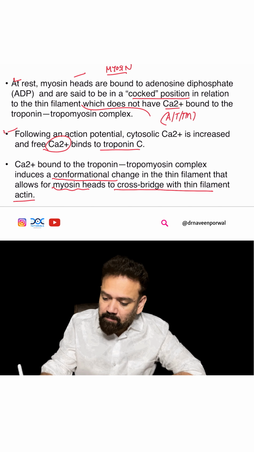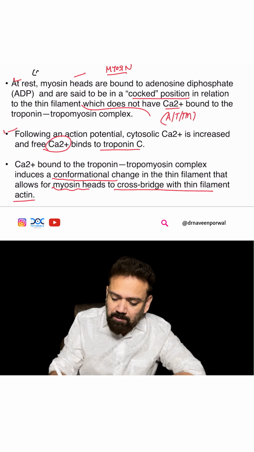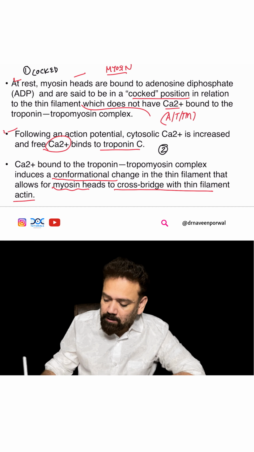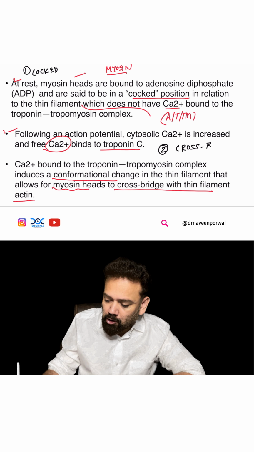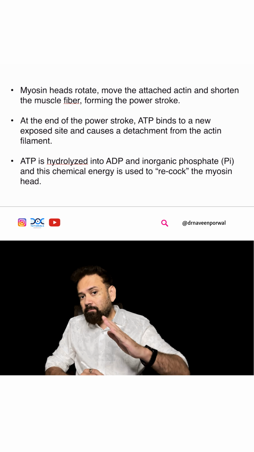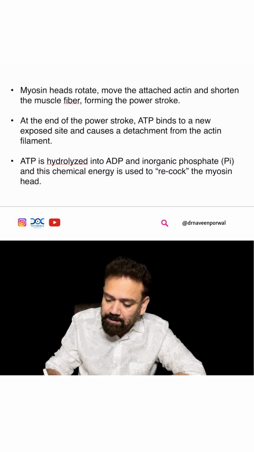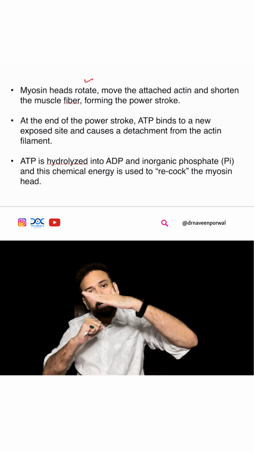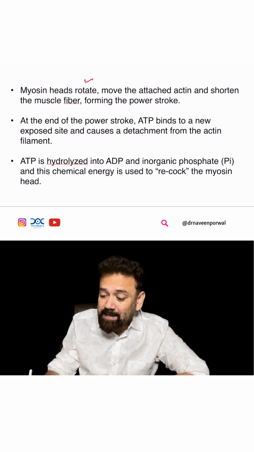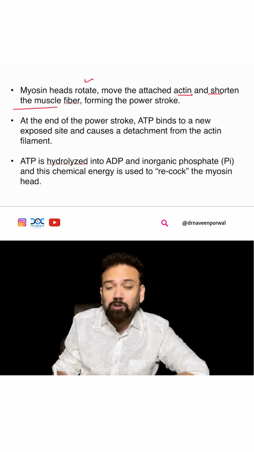So first, it is the cocked position, number one, when calcium is not there. When calcium is there, it is called a cross bridge. A cross bridge will be formed between actin and myosin in the presence of calcium. Now the head of myosin will rotate. After they are attached, the head of myosin will rotate, move the attached actin and shorten the fiber. It is called the power stroke.